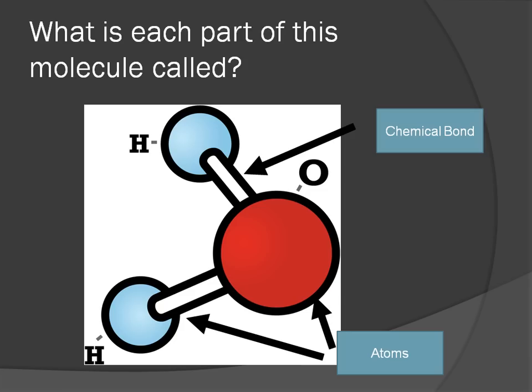Notice that the atoms then are the 3 spheres. There are 2 hydrogen atoms and 1 oxygen atom. The oxygen atom is represented in this case by the red circle, while the hydrogen atoms are represented by the 2 blue circles.